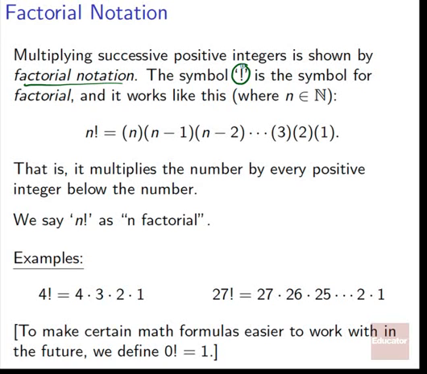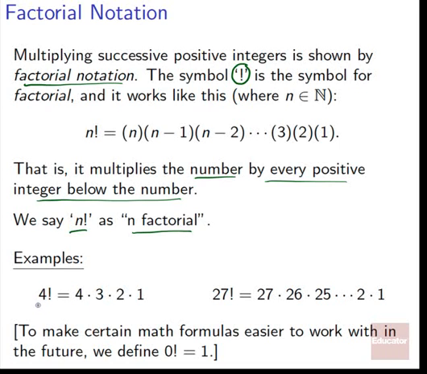Where n is any natural number, n factorial is equal to n times n minus 1 times n minus 2 times n minus 3, and so on, until we finally get down to 1. That is, it's multiplying the number that we start with by every positive integer below that number. We say this as n factorial, n factorial.